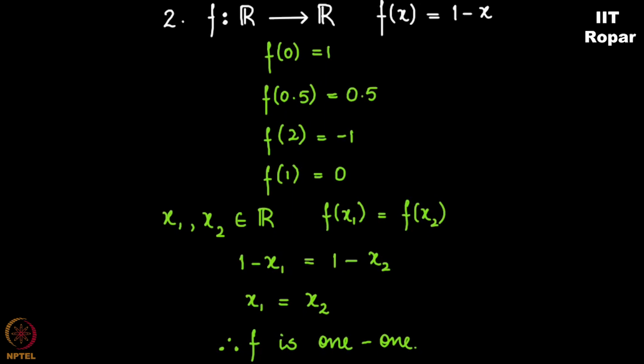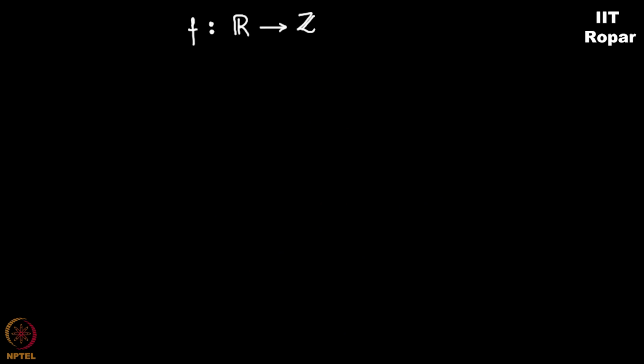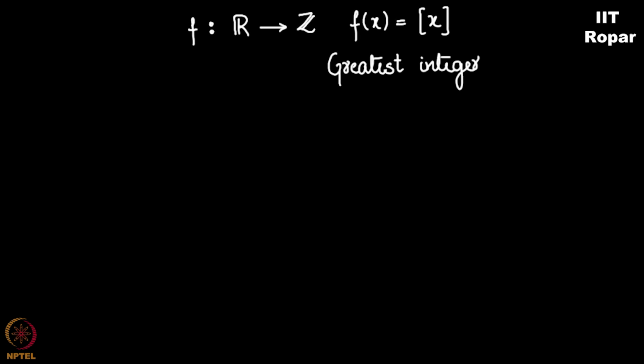The last example. Consider this function from real numbers to integers defined as f of x is equal to square bracket x, which means it is the greatest integer function. What is the greatest integer function? What do I get after applying the function? It is the greatest integer less than or equal to this x.